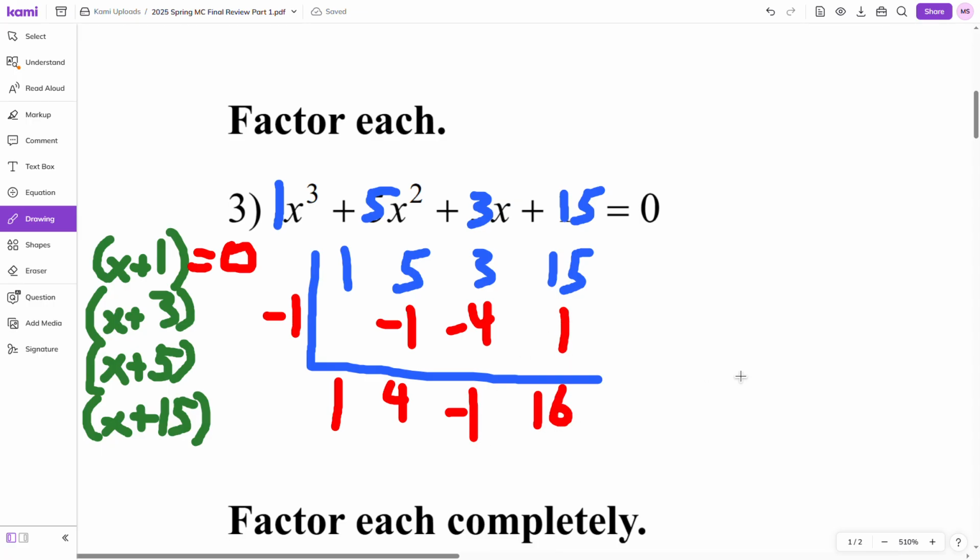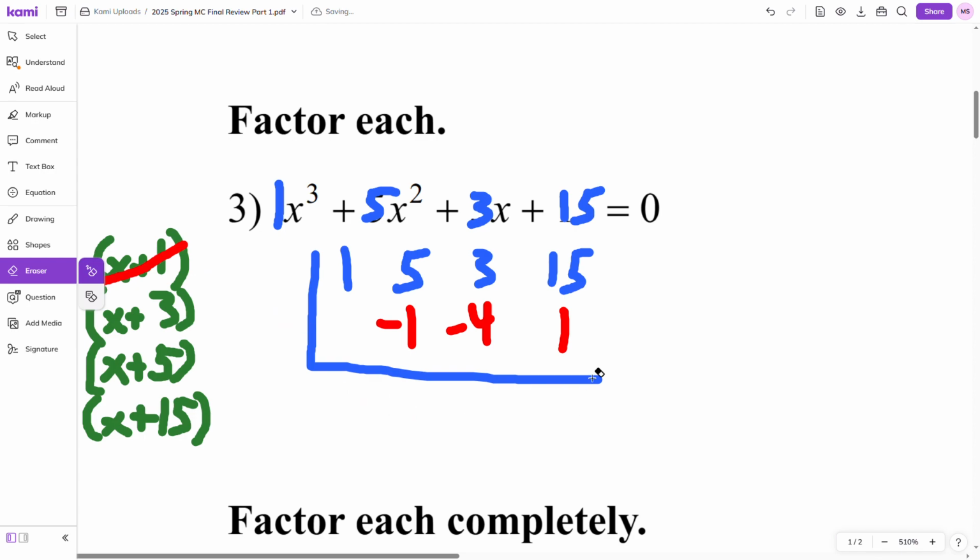Well, that's definitely not 0. So there's a remainder. And if there's a remainder, that means that it wasn't a factor. So, in other words, that tells me that x plus 1 is actually not a factor of this polynomial. And so I'm going to have to try another factor and do that.